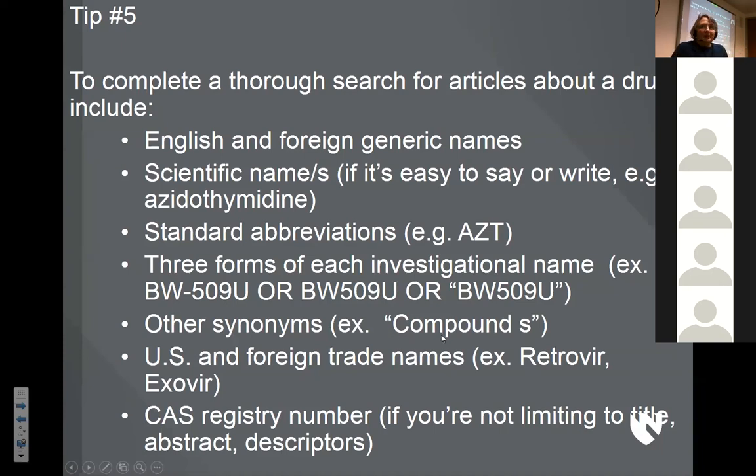And then there are other compounds. I think for zidovudine, the compound S had been used. There are US and foreign trade names like Retrovir and Exavir. And there's a CAS registry number. You don't have to worry about the CAS registry number if you're searching titles and abstract, because nobody's going to put that in those places. But if you're also searching indexing terms, you might want to toss that in.